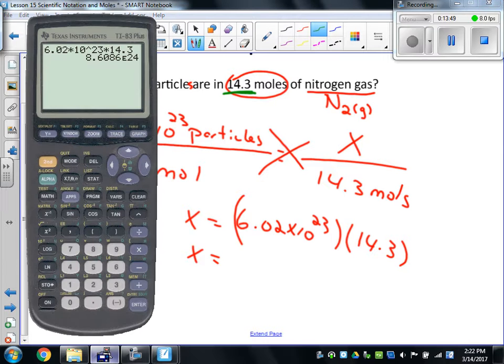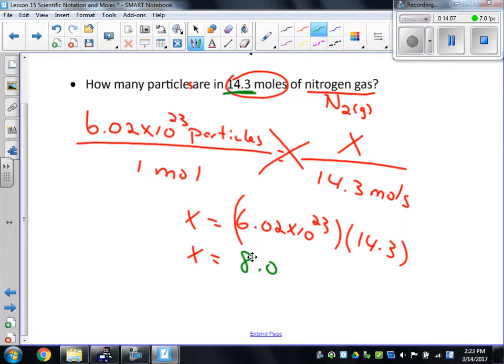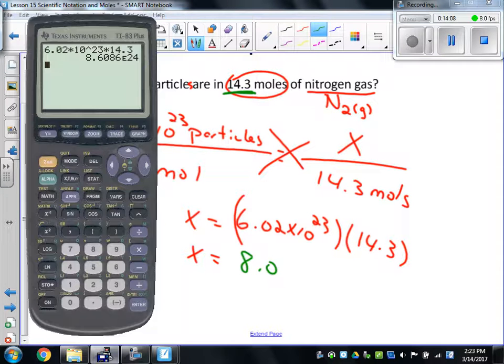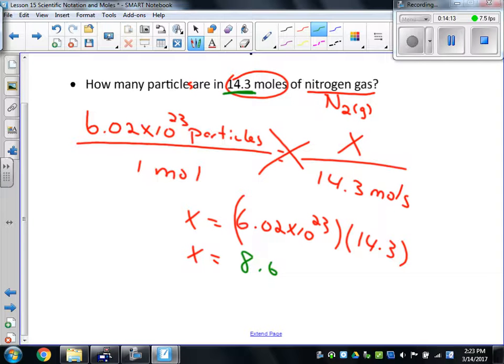So look, 8.6086. Well, I can't chop numbers off the front, because the front numbers are the important ones, yes? Like 8.6, that tells you where the decimal is. So I'd say 8.6086 times 10 to the 24. Let me write that down here. That's all right?